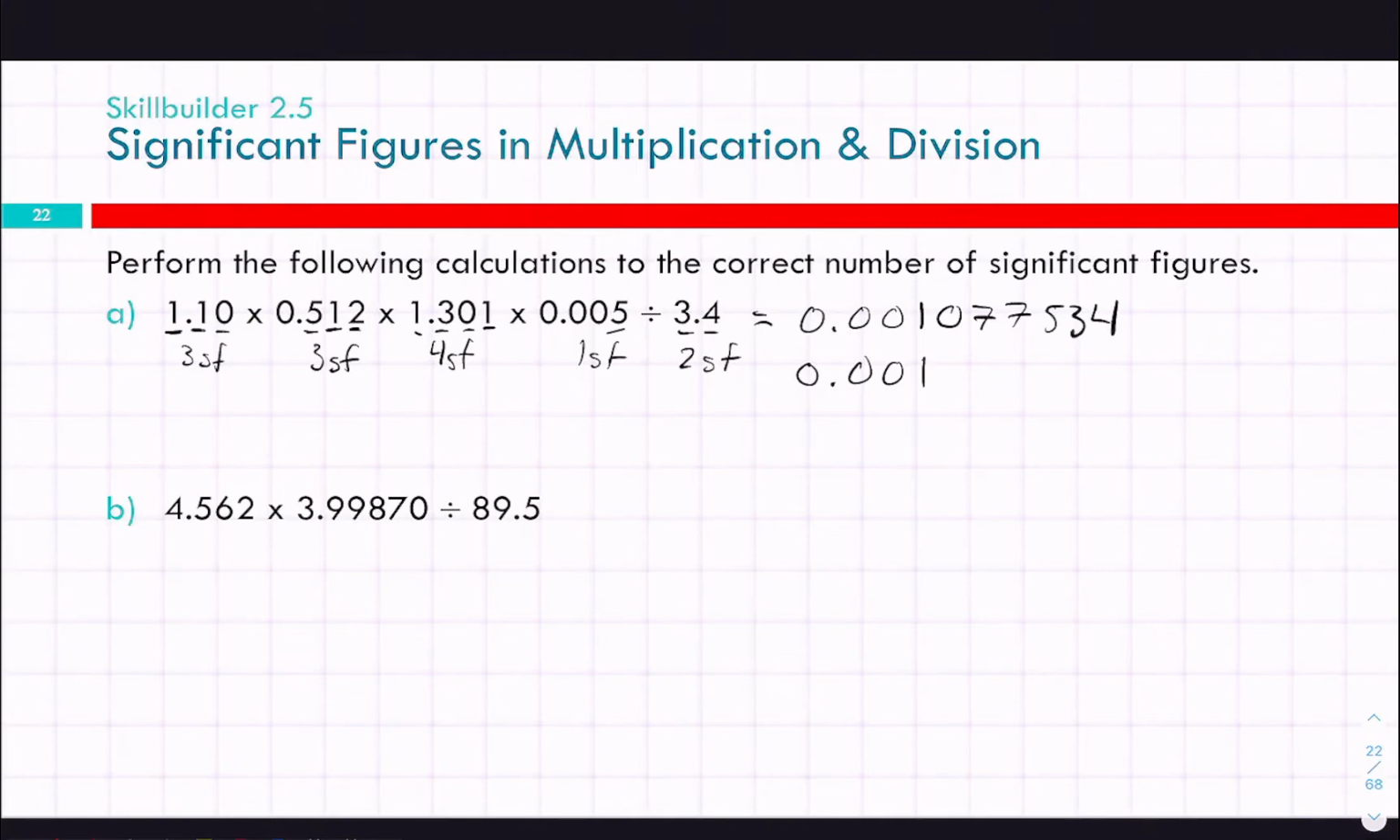How about for this next one? What's our smallest number of sig figs? Yeah, 3. So this one has 3 sig figs. This one is 6. And this is 4. So 4.562 times 3.9987 divided by 89.5.